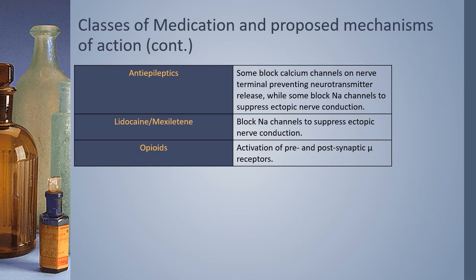Antiepileptics work by either blocking calcium channels on the nerve terminal, preventing neurotransmitter release, or blocking sodium channels to suppress the ectopic nerve conduction. Lidocaine and mexiletine both work similar to antiepileptics by blocking sodium channels to suppress ectopic nerve conduction. Opioids work via the activation of pre- and postsynaptic mu receptors.